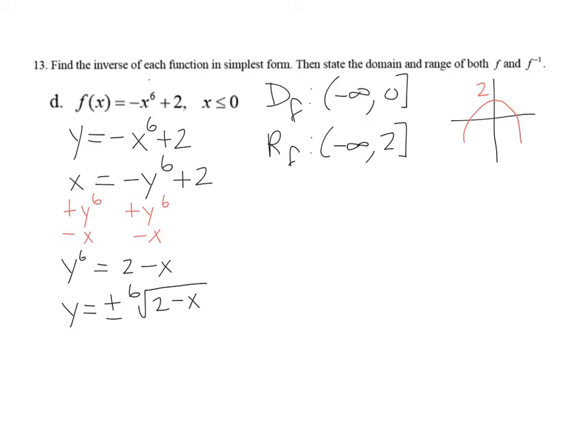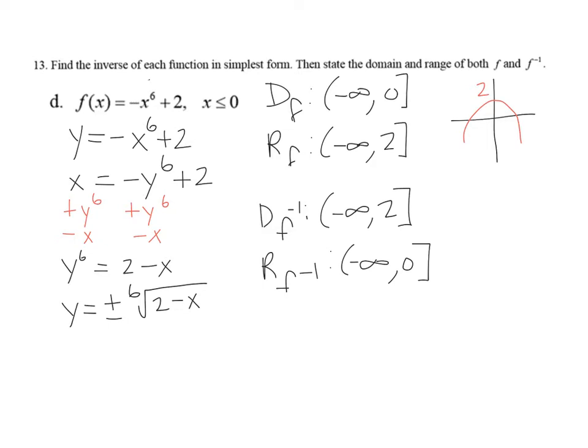So that's where the range comes in. The domain of the original problem is going to become the range of my inverse. So if my original domain is negative infinity to 0, that's going to be the range of my inverse. If the range of the original problem is everything less than or equal to 2, then that will be the domain of the inverse. And you can even see from our equation it would make sense that the x's in the inverse have to be less than or equal to 2 in order for that to be a real number.